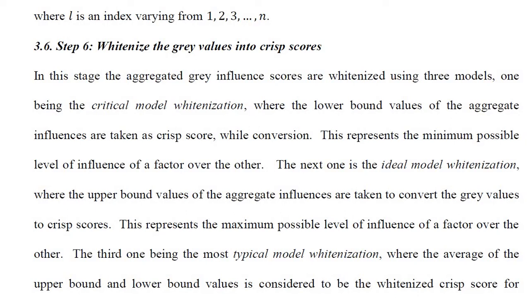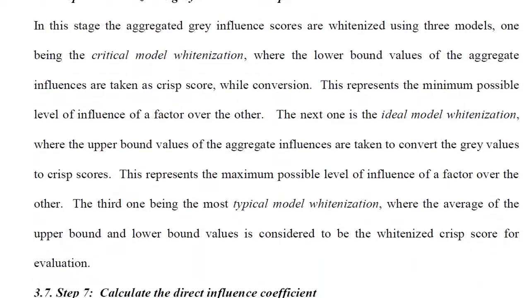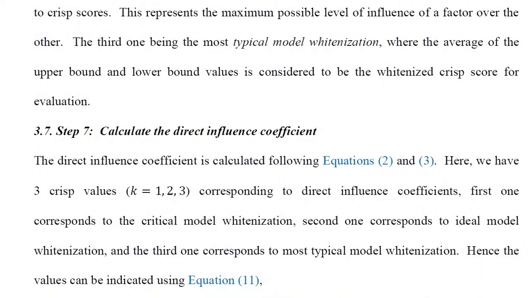And what is the ideal model whitenization? We take the upper bound of the values only. And the most typical model whitenization? We take the average of the lower bound and upper bound. So now we have the gray number and we convert it based on the 3 conversion scales: critical, ideal, and most typical model whitenization. Why? To avoid data loss, because we take the lower scale, the upper scale and the middle scale too, the most typical value that is to be associated.